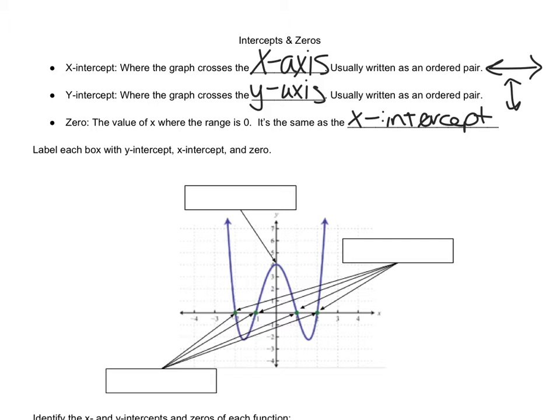Okay? They are synonyms. They mean the same thing. Really, the only difference is normally you don't write a zero as an ordered pair. You just give the value of x. So we'll see what that means in a minute.